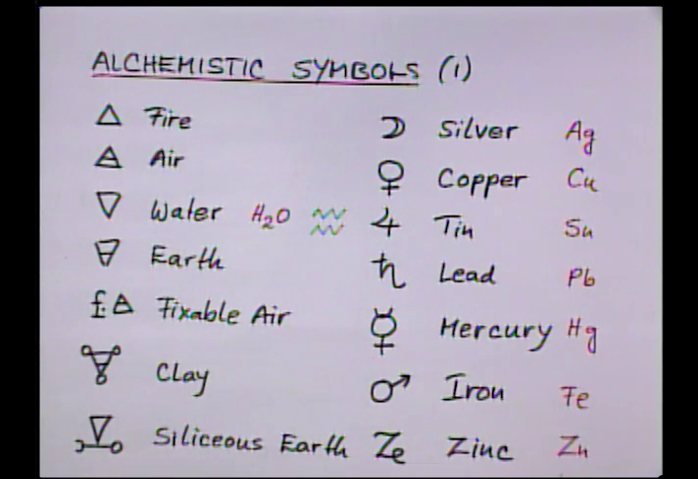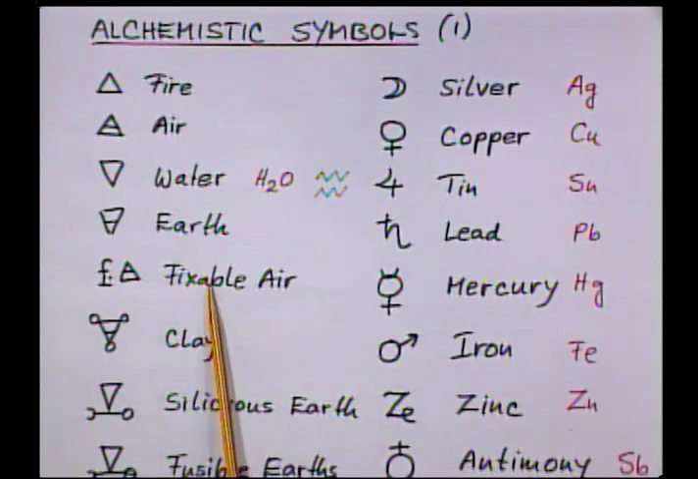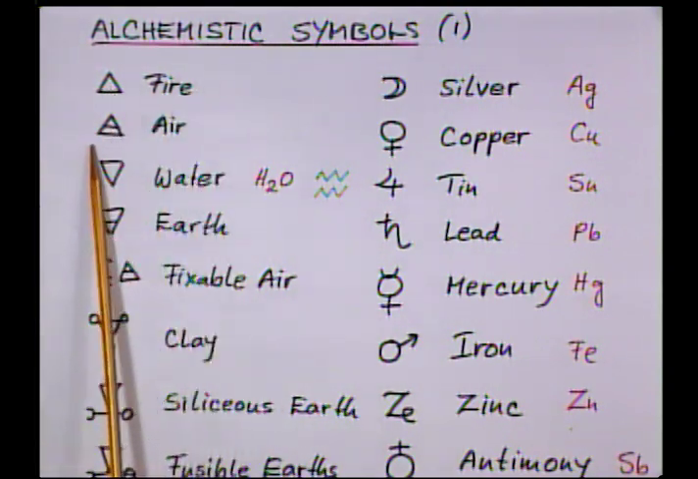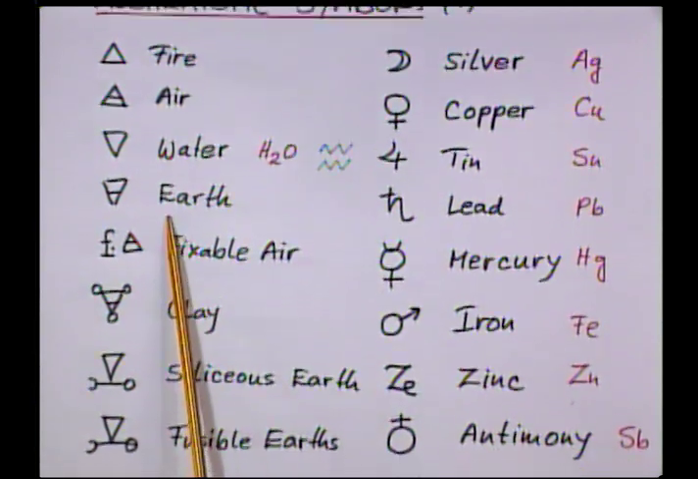So a lot of cultural merging took place so that we have these symbols that are the originators practically of today's chemistry, the alchemists. Fire would be a triangle, air would be a triangle with a line, and so on and so on.